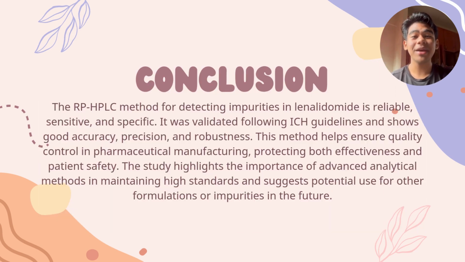In conclusion, the RP-HPLC method developed for detecting impurities in lenalidomide is reliable, sensitive, and specific. It was validated in accordance with ICH guidelines, demonstrating excellent accuracy, precision, and robustness. This method ensures effective quality control in pharmaceutical manufacturing, helping to maintain the therapeutic efficacy of the drug and safeguard patients' safety. The study emphasized the critical role of advanced analytical methods in upholding high standards in pharmaceutical development and regulation. Additionally, it suggests that this method could be applied to other drug formulations or impurities, offering potential for broader use in future research and quality control practice.